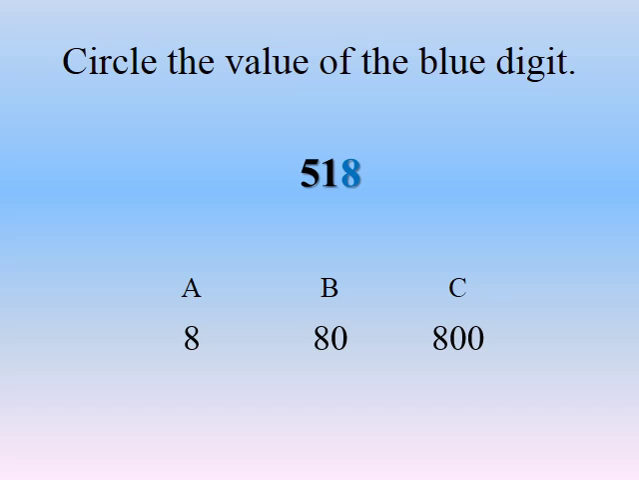Okay, hopefully you paused it and marked your answer choice. Again, I'm going to write the H for my hundreds place, a T for my tens place, and an O for my ones place. I notice that my blue digit is in the ones place, and it is an 8. Therefore, my value of the blue digit is 8.